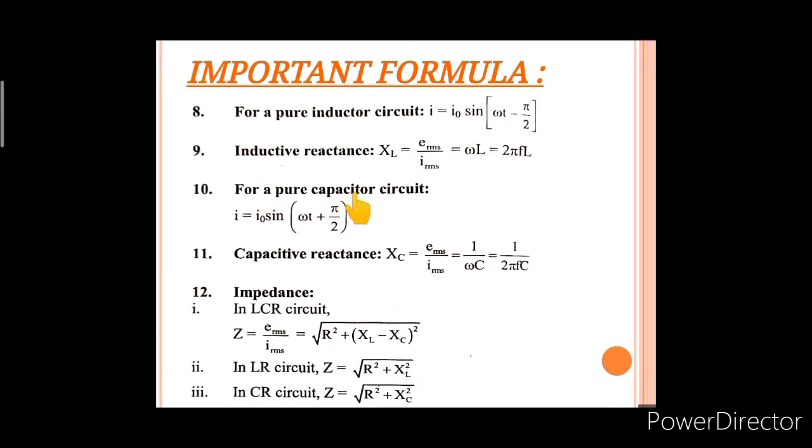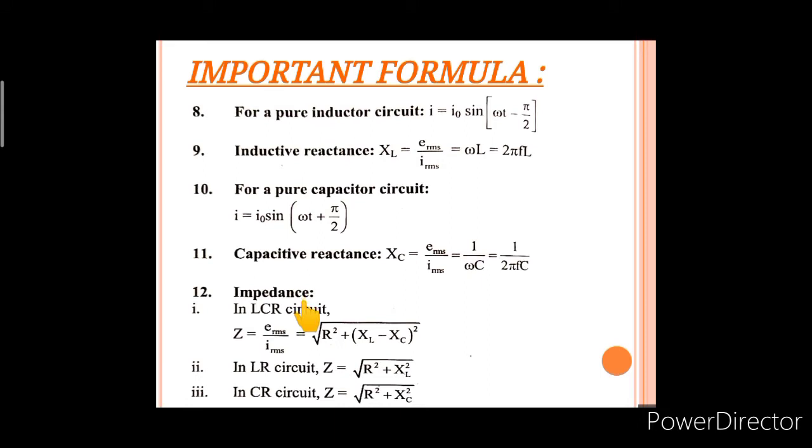For a purely capacitive circuit, the current I is I0 sine omega t plus pi by 2, and here we get the capacitive reactance, denoted as XC. Again we take the ratio of E_RMS to I_RMS, so E_RMS upon I_RMS gives the capacitive reactance, and XC is also equal to 1 upon omega C, which is equal to 1 upon 2 pi f C.